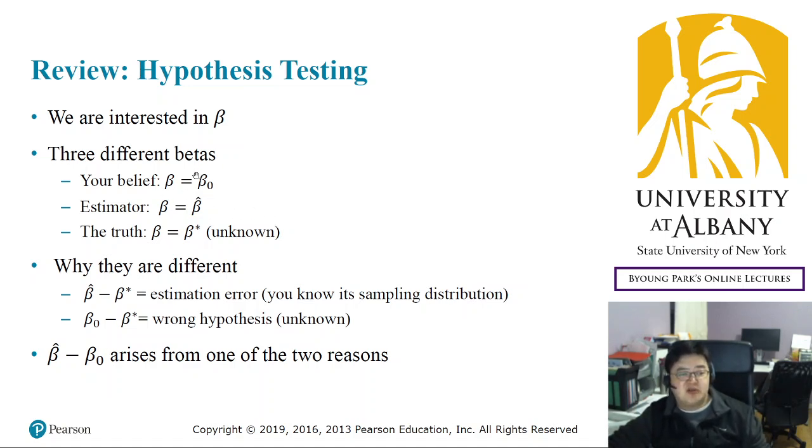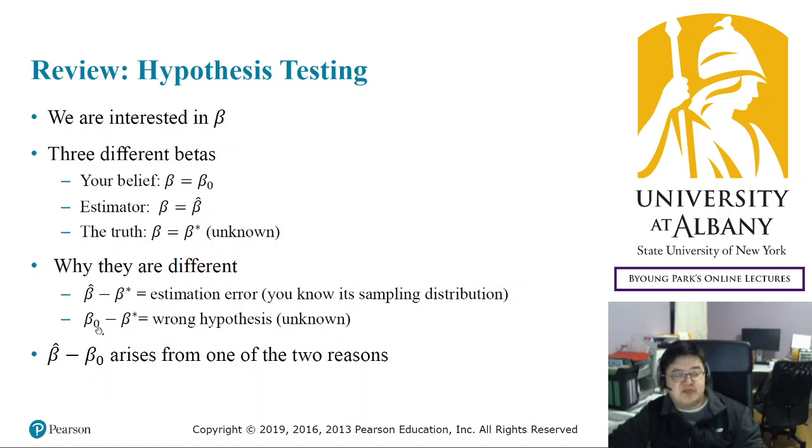Then what's the relationship between them? First, the difference between estimator beta hat and the true beta star is the estimation error, right? It always exists. Even though the error can be any value, we know its distribution, so how the estimation error is distributed with what kind of probability distribution. So it is kind of under control.